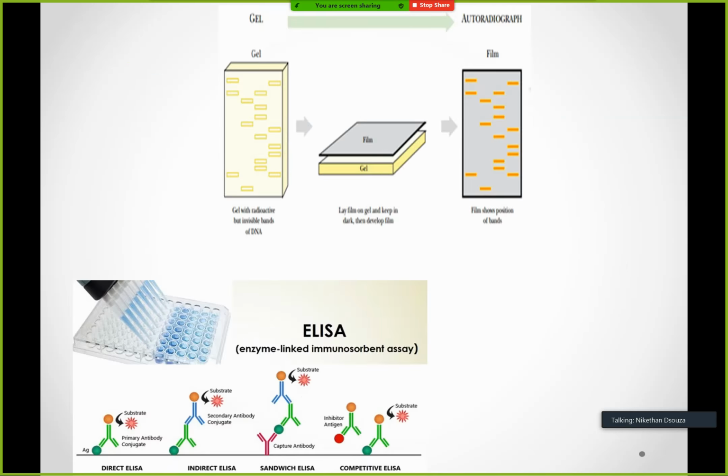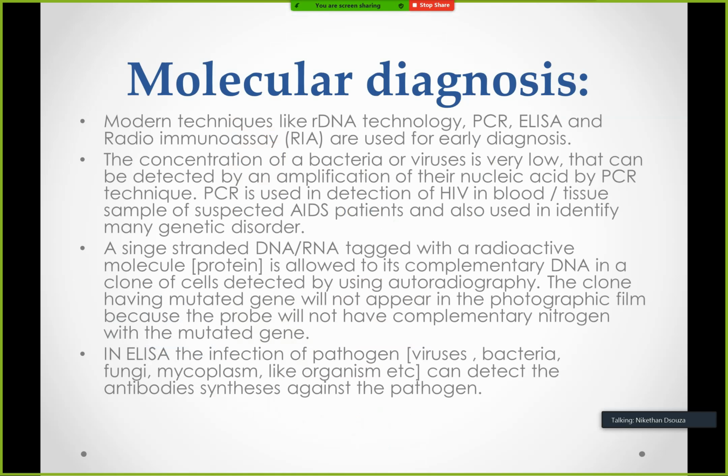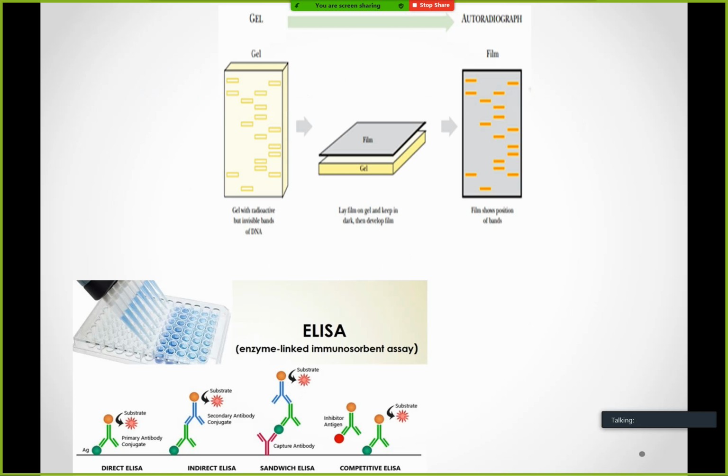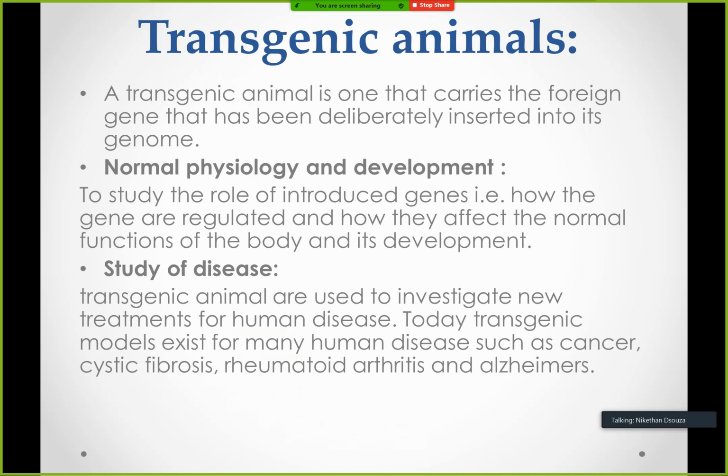And the third one is ELISA, that is enzyme linked immunosorbent assay. Here it is used to detect where antibodies go and bind to the antigen. By that we can detect diseases caused by viruses, bacteria, fungi, mycoplasma, etc. Okay, this is about PCR and this is ELISA.